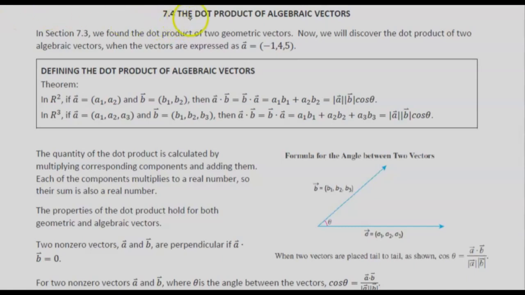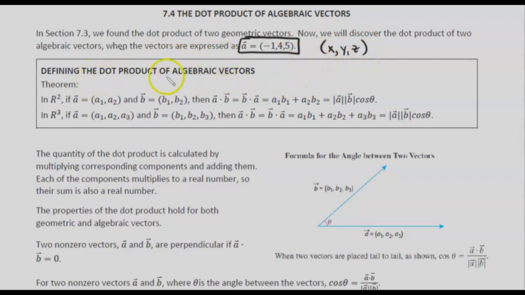Okay, 7.4, the dot product of algebraic vectors. In section 7.3, we found the dot product of two geometric vectors. Now we will discover the dot product of two algebraic vectors when the vectors are expressed as, for example, vector A equals -1, 4, 5. Okay, so that A, B, C, or X, Y, Z form.